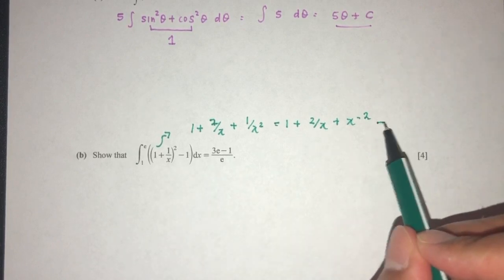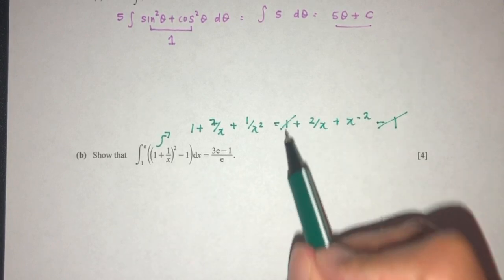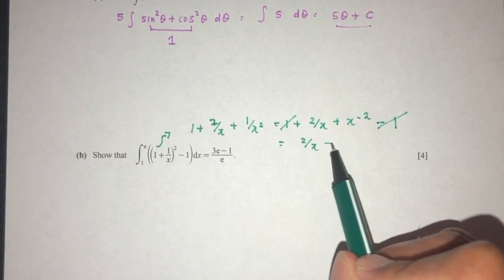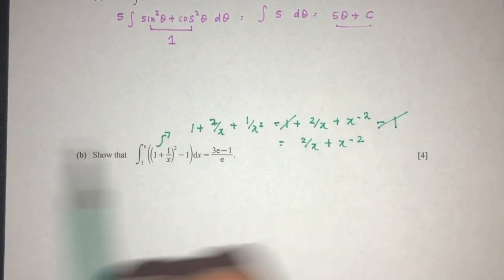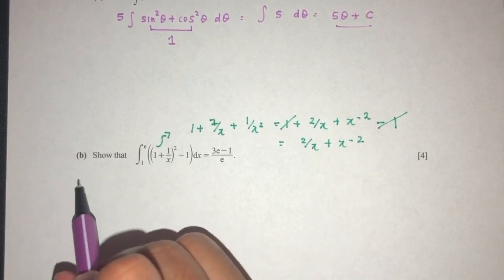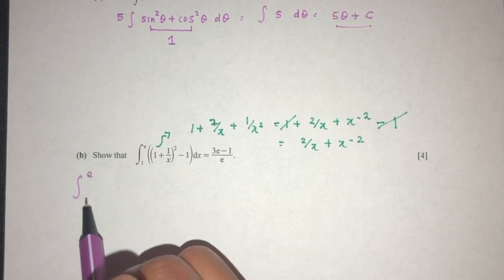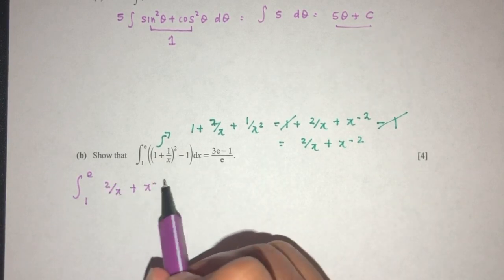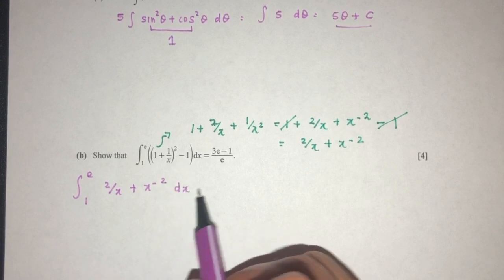Let's bring the minus 1 here. This and this will cancel out, so eventually this whole thing will become 2 over x plus x power minus 2. Replace back in your main formula. Here we have the integration of exponential 1. That will become 2 over x plus x power minus 2 with respect to dx.